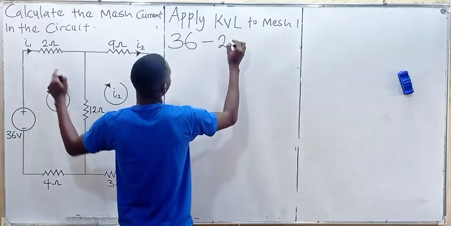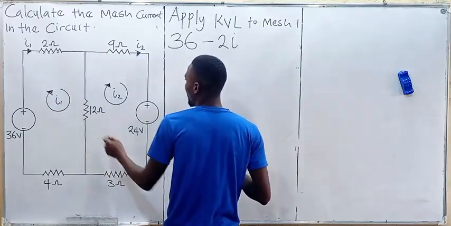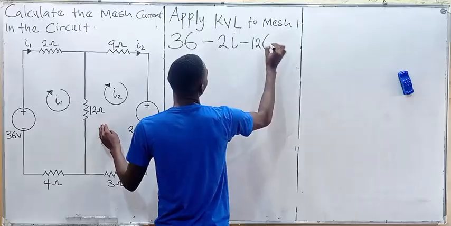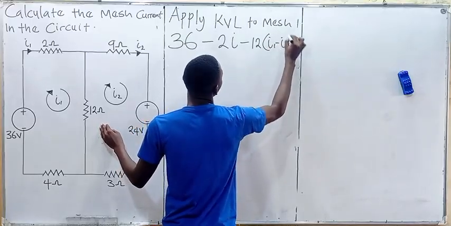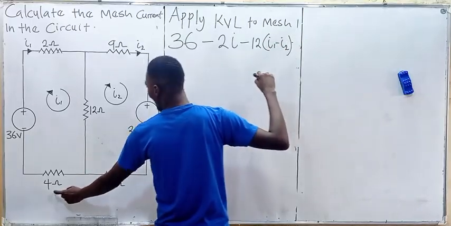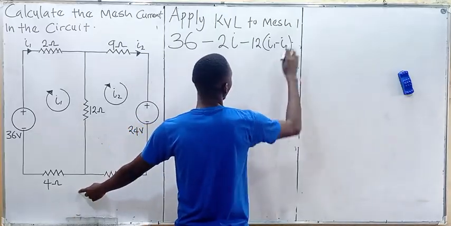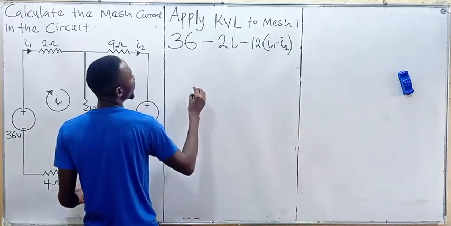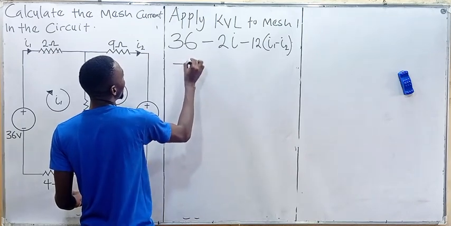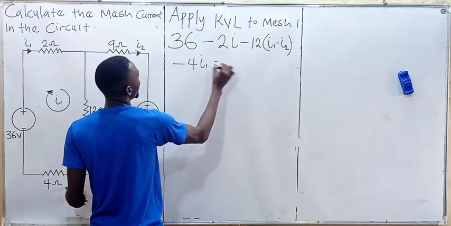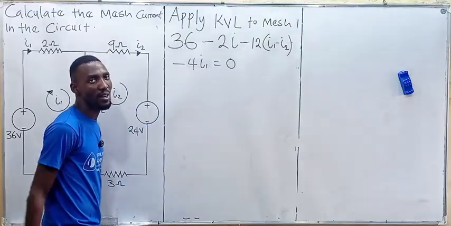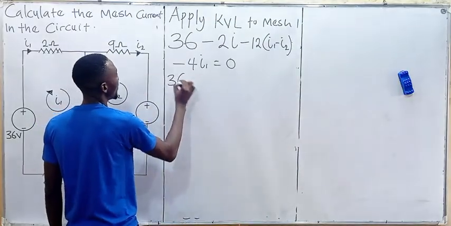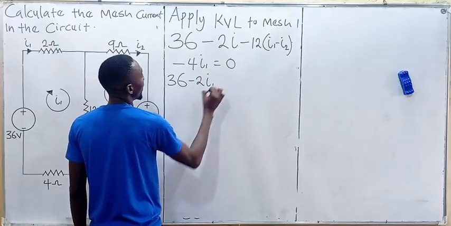The current flowing there is I1. And for this resistor, which is between mesh 1 and mesh 2, it's going to be minus 12 into I1 minus I2. We still have another resistor here, which is going to be minus 4I1. Everything will be equal to 0.